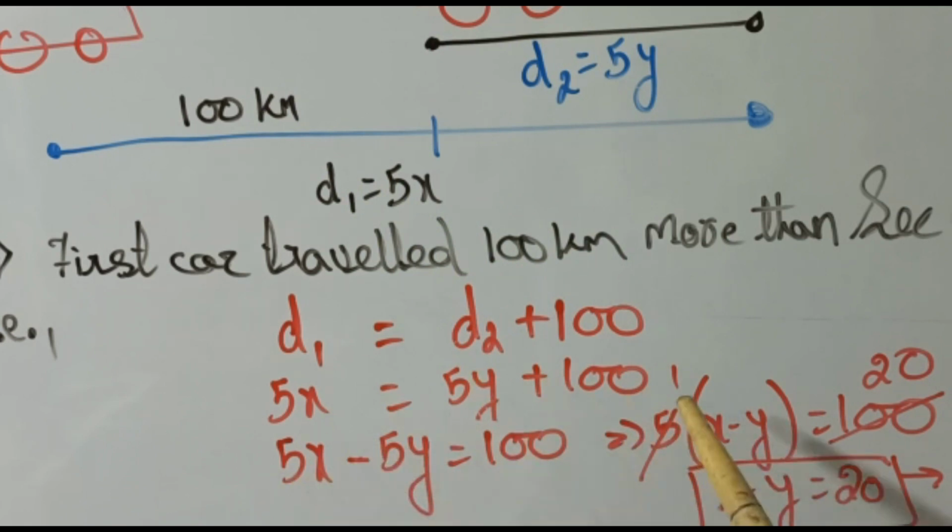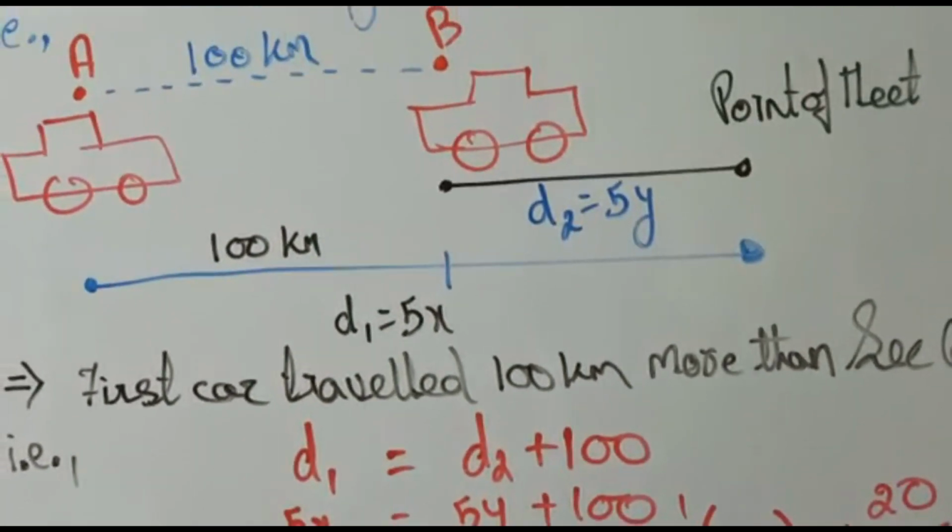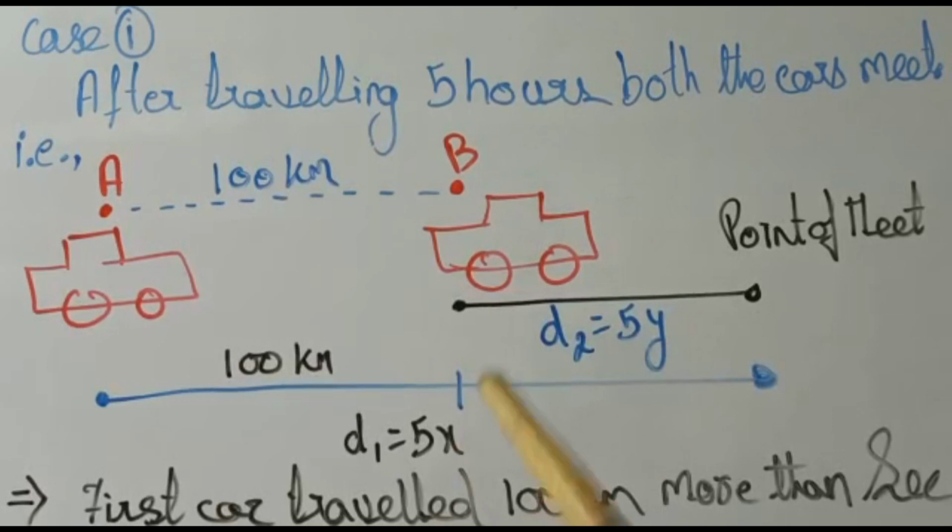If you take 5 common here, it is 5 into x minus y equals 100, and we can cancel 5 ones and 5 twenties. That is x minus y equals 20. This is equation 1 that we are getting. Hope you are able to understand. This is case 1 that he has given.